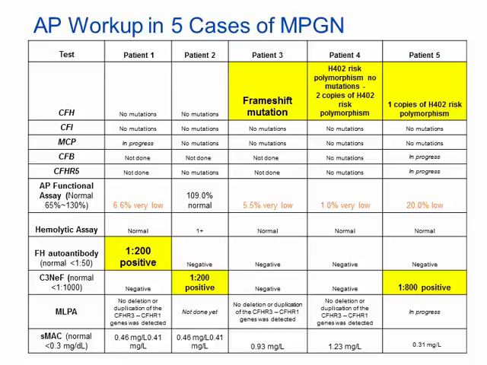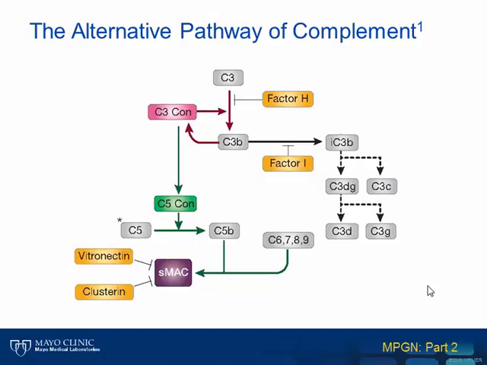So patient number one, when we tested this particular patient, had an autoantibody to factor H. Patient number two had an autoantibody to the C3 convertase. Patient number three actually had a mutation in factor H. Patient number four, although didn't have any mutations, had polymorphisms to factor H, and patient number five, the one that had dense deposit disease, had polymorphisms to factor H and also had an autoantibody at very high titer to the C3 convertase. So let's look at this pathway one more time.